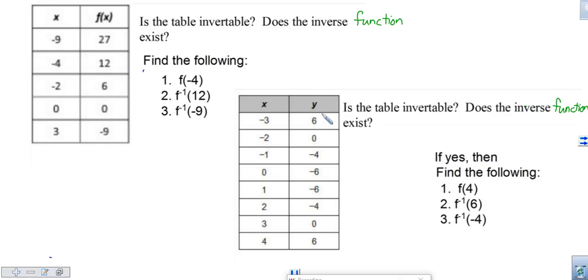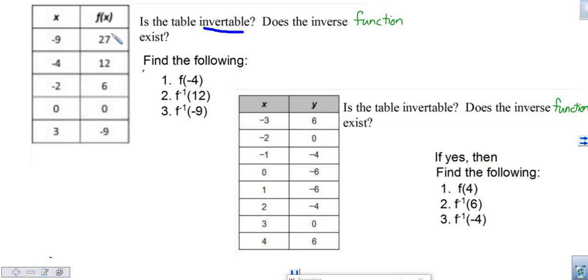So, is this table invertible? Does the inverse function exist? In order for it to exist, it has to be invertible, which means it's 1 to 1. So all our x's don't repeat, so the table itself is a function. Now what we need to do is check the y values and see if they're also 1 to 1.